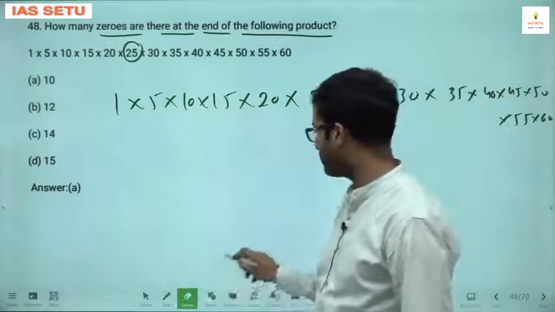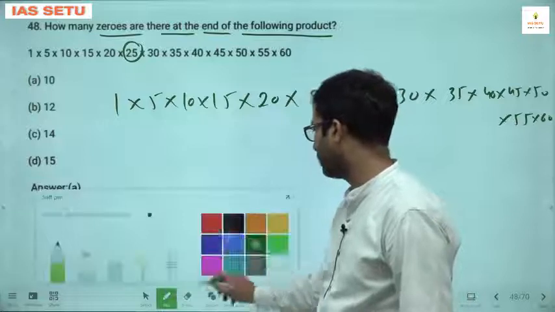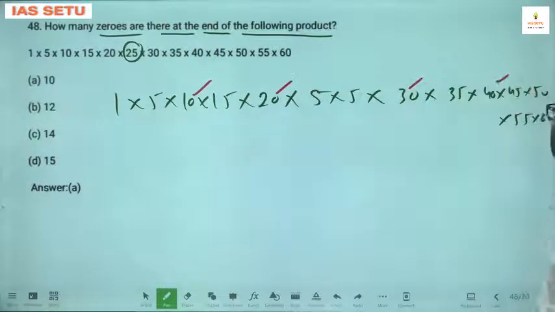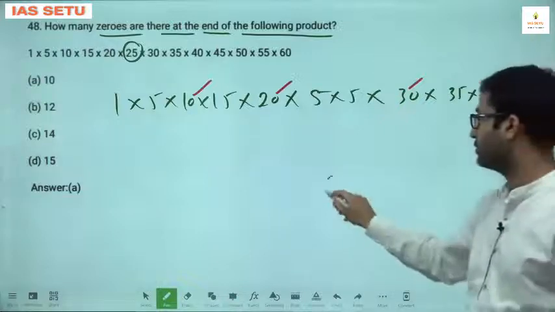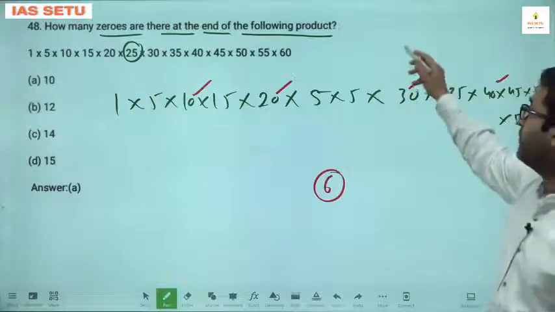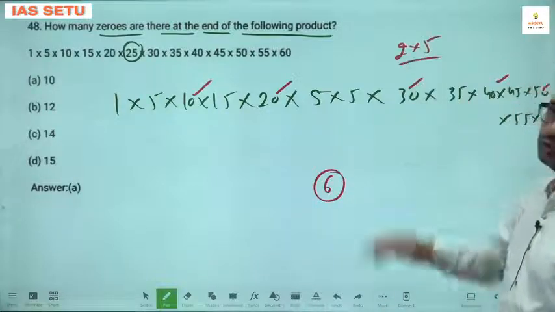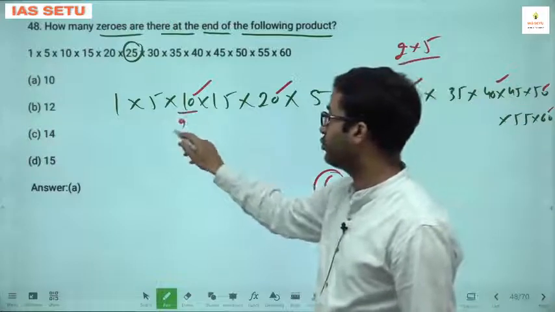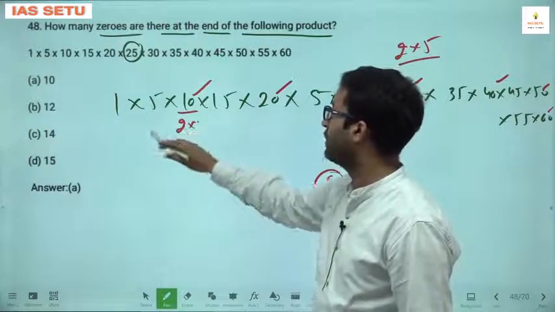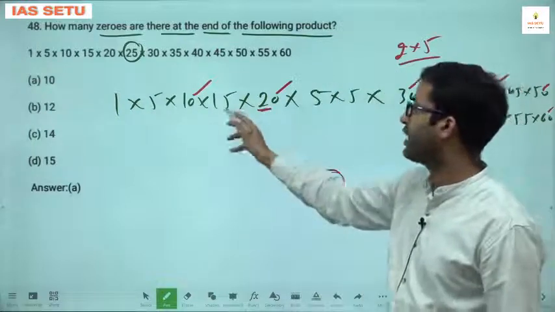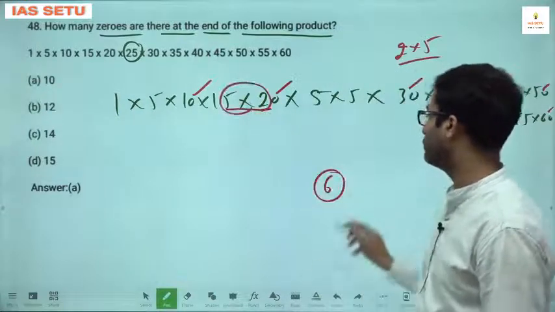So here, first, direct zeros: 1, 2, 3, 4, 5, 6. 6 zeros here. But whenever we multiply 2 and 5, that also gives one extra 0. So this is 1, 2 we get here. Like we have already taken the 0, so take 2 from this and you take any of the 5. One more 0.